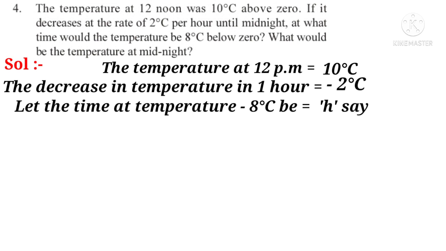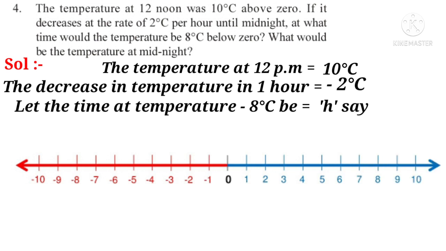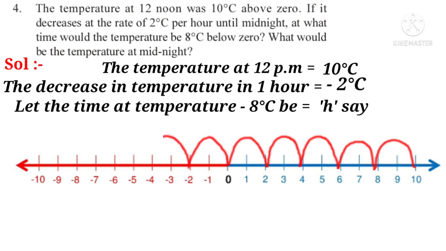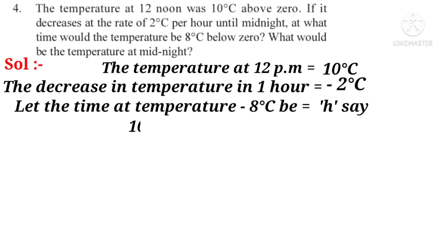So for this let us take the number line. On the number line starting from 10 and left side 2 jumps at a time and reach minus 8 on the number line. For this how many jumps? Let us see. 1, 2, 3, 4, 5, 6, 7, 8, 9. So it takes 9 hours to become the temperature minus 8 degrees centigrade. Now let us write it in expression like this. 10 degrees minus 2 degrees at a time at h hours is equal to minus 8 degrees.